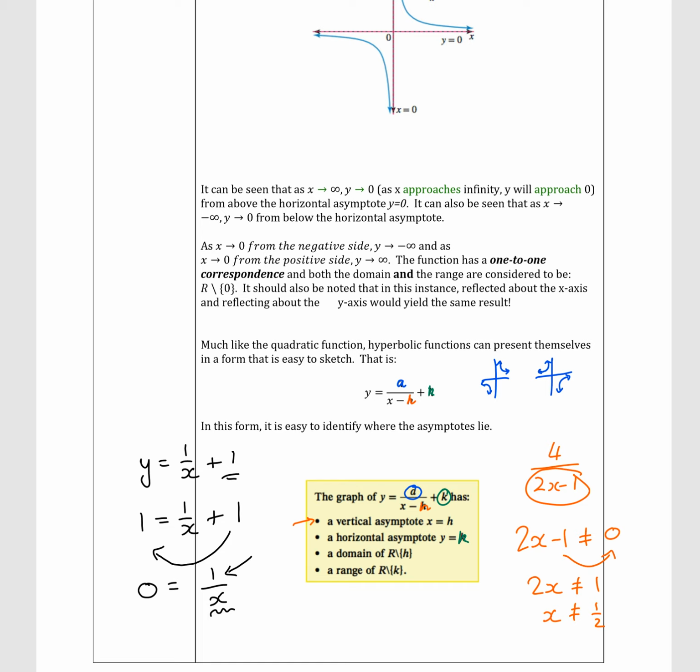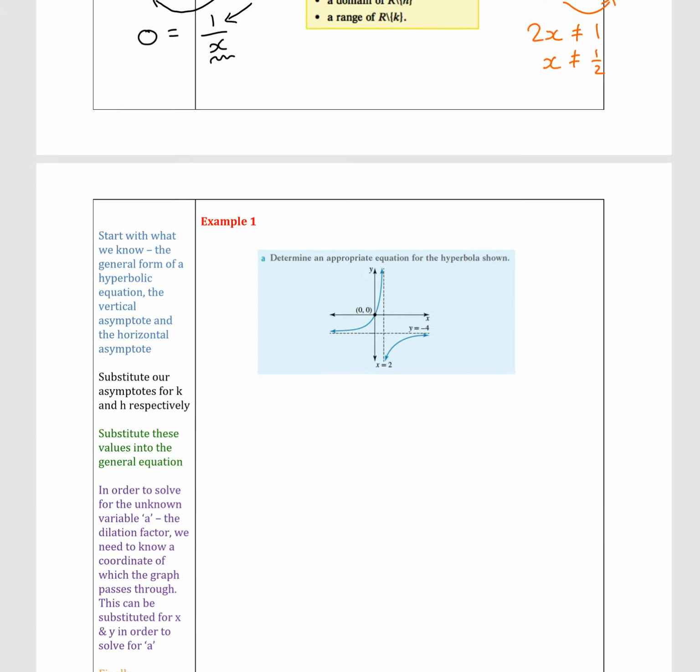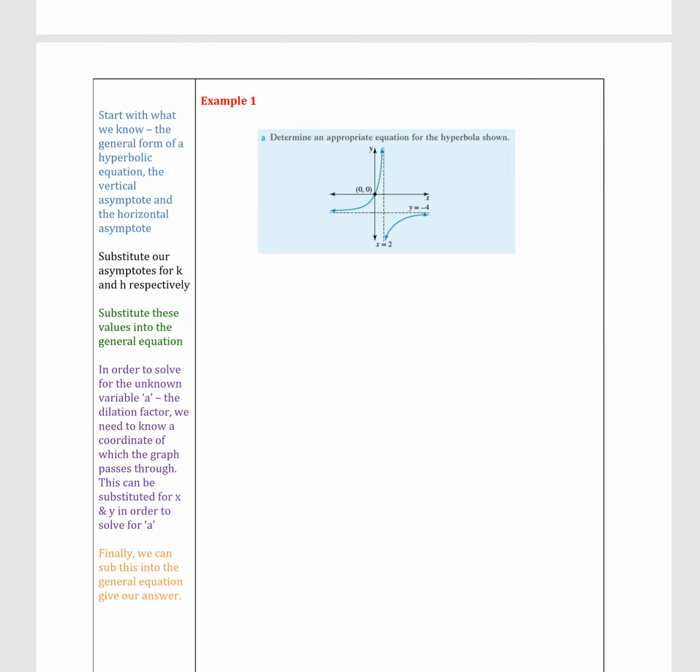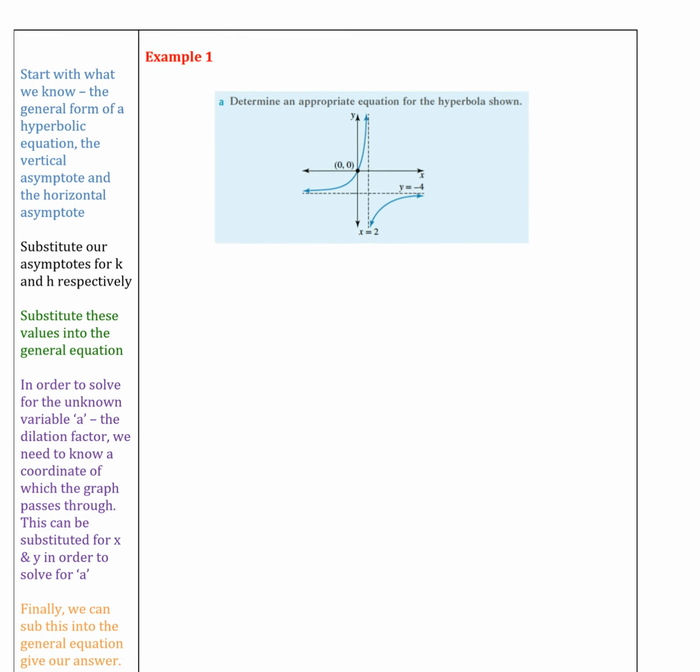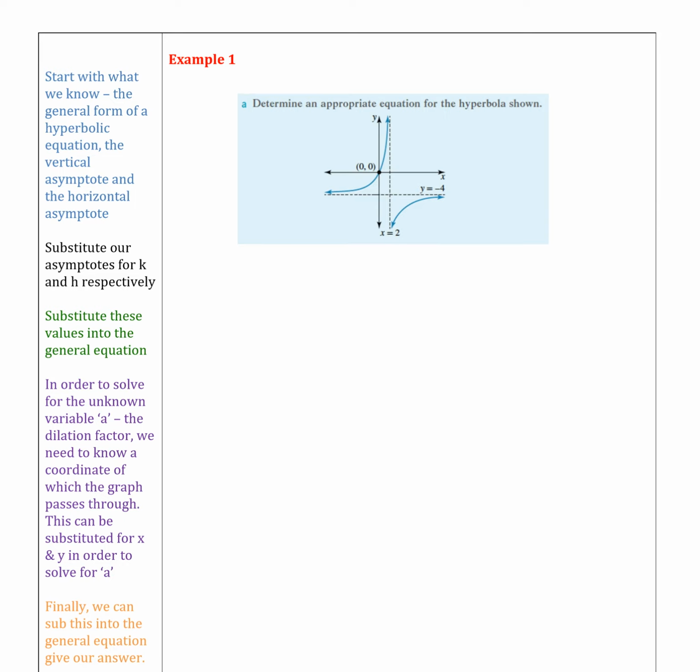So this is a good little cheat sheet to follow. We can have a look at what that looks like in practice now. We're being asked to determine the equation of the hyperbola shown. So let's look at what we know. We know, first of all, that we have x equals 2 as our vertical asymptote. Our horizontal asymptote is y equals negative 4.